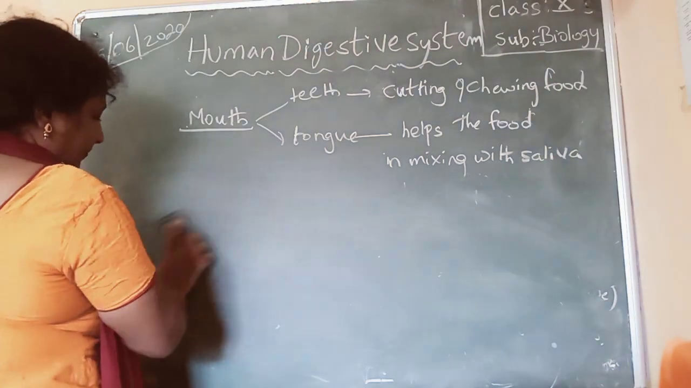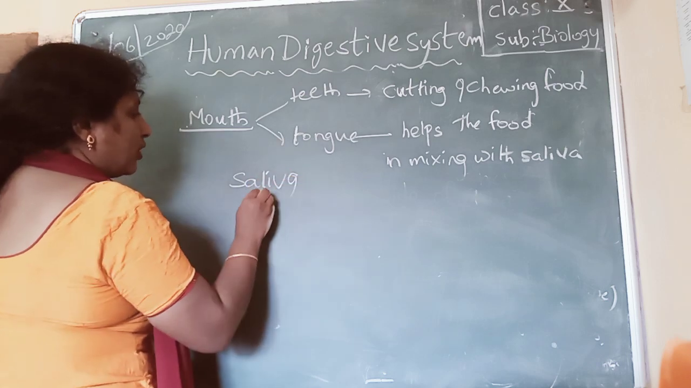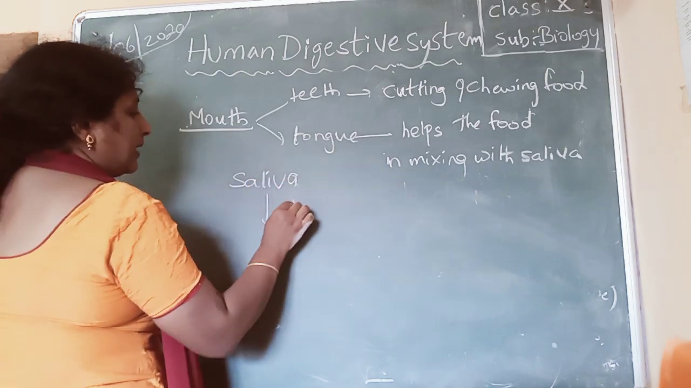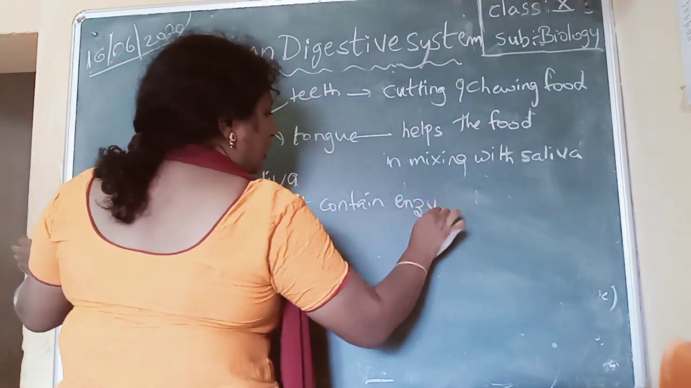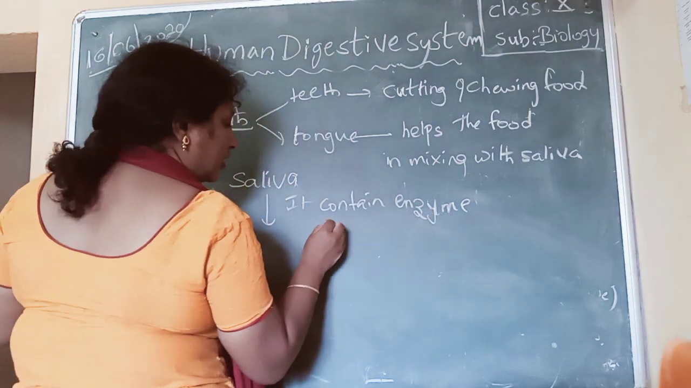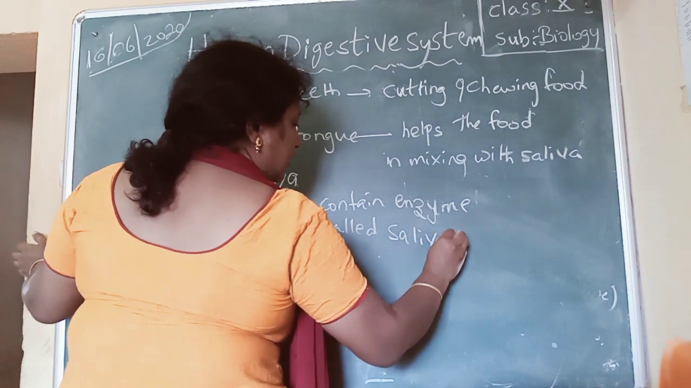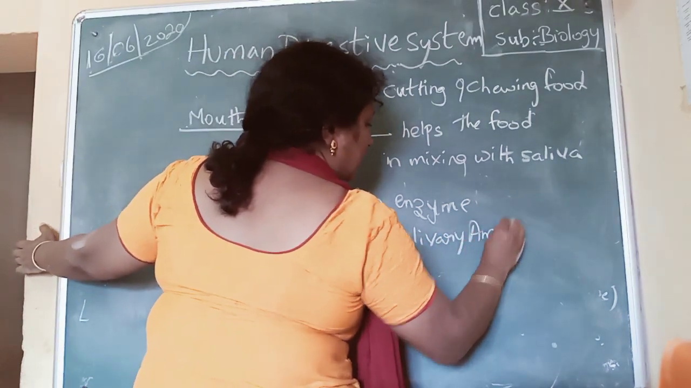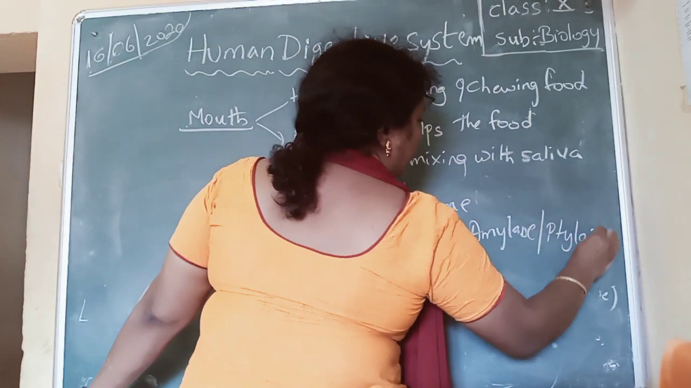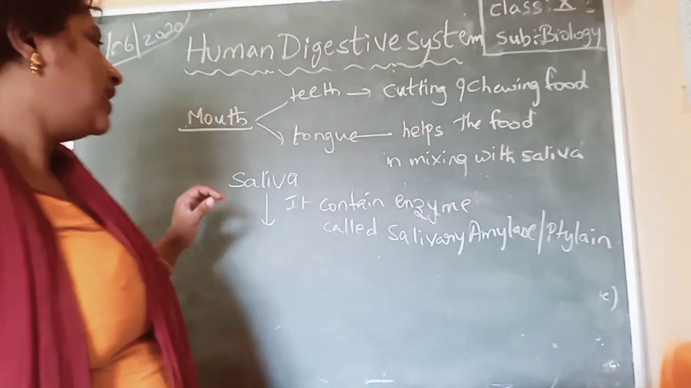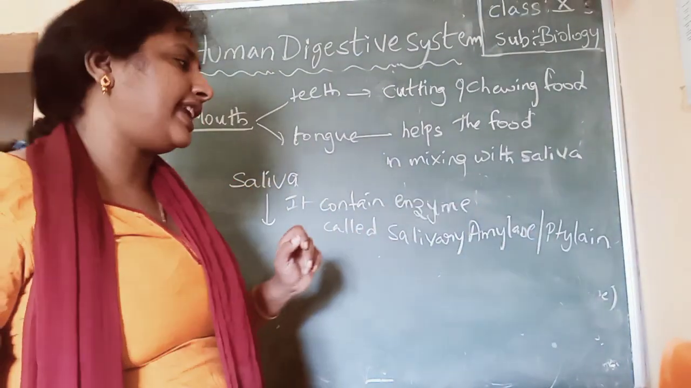Saliva contains an enzyme called salivary amylase, which is also called ptyalin. So saliva contains an enzyme called salivary amylase.